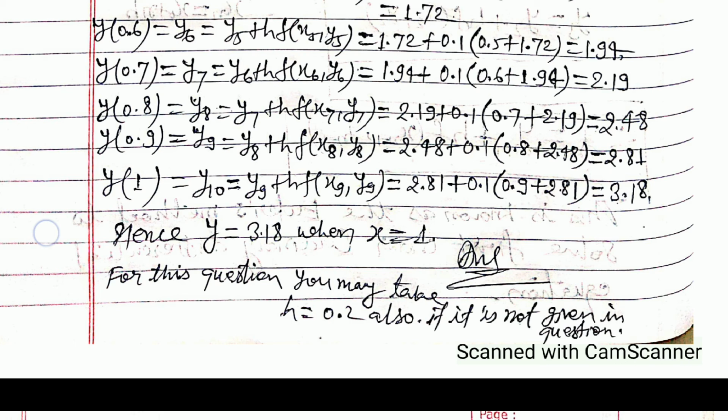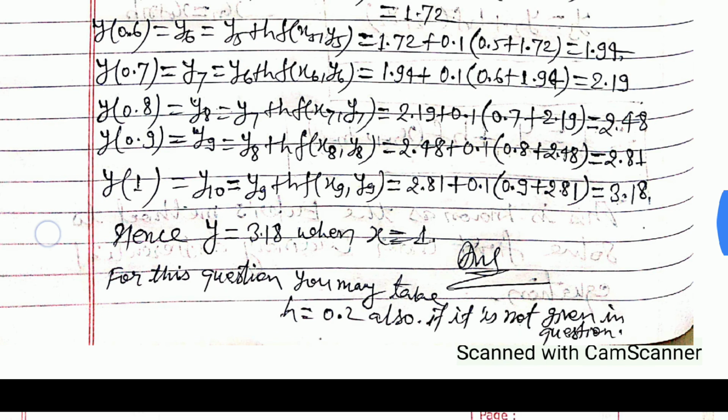Finally I repeat: you may take h equal to 0.2 also, if it is not given in the question. Sometimes the question instructs that h is equal to something, and then you have to take it according to your question. If it is not given, then you may take any value of h. Generally we divide into 10 intervals, sometimes we may divide into 5 intervals also.